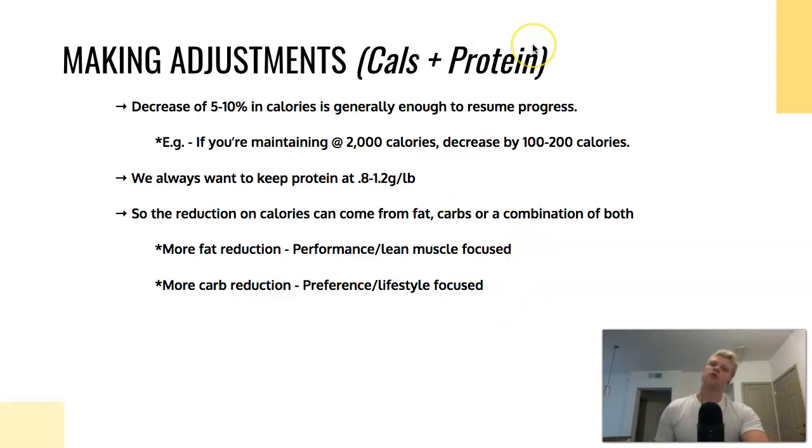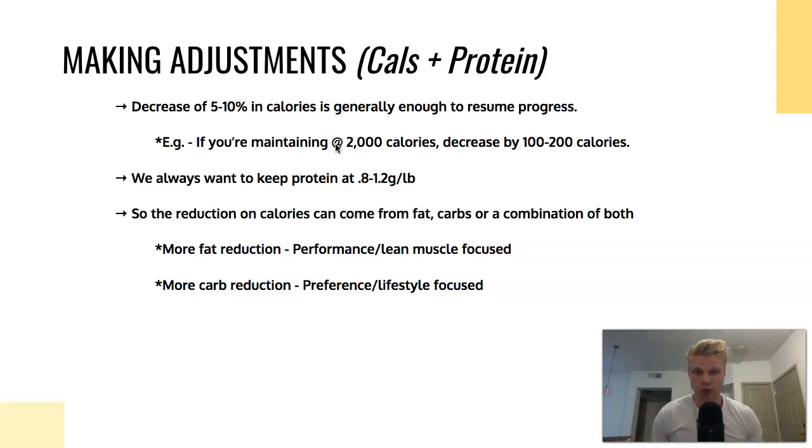So when we're adjusting for someone that's tracking calories and protein, in most cases, decreasing calories by 5 to 10% is enough to get progress to resume. Again, the goal is always to keep you eating as much as possible while still seeing good results, so we want to be a little bit more conservative with this. 5 to 10% is typically more than enough to get people back to losing 0.5 to 1% of body weight per week, or a quarter inch from multiple measurement sites. So, for example, if you're maintaining at 2,000 calories, you would decrease by 100 to 200 calories.